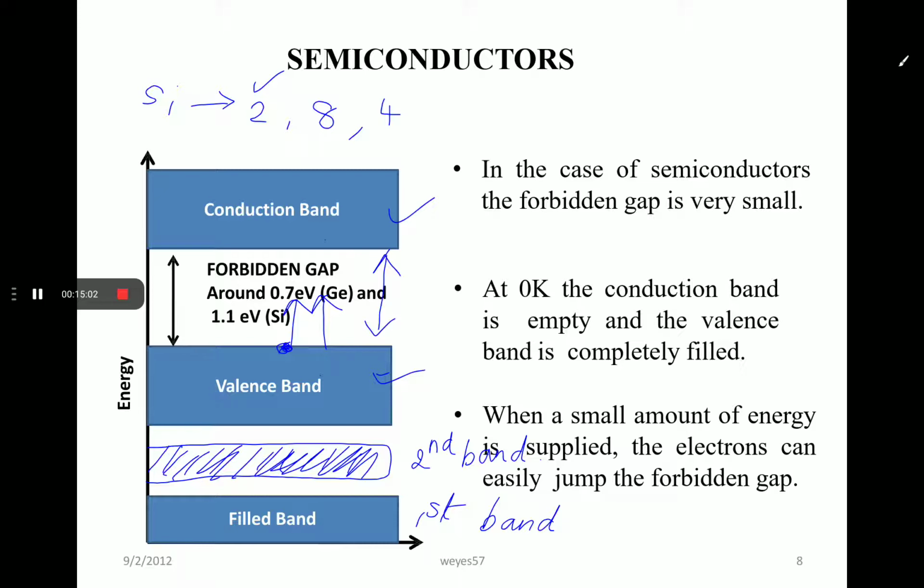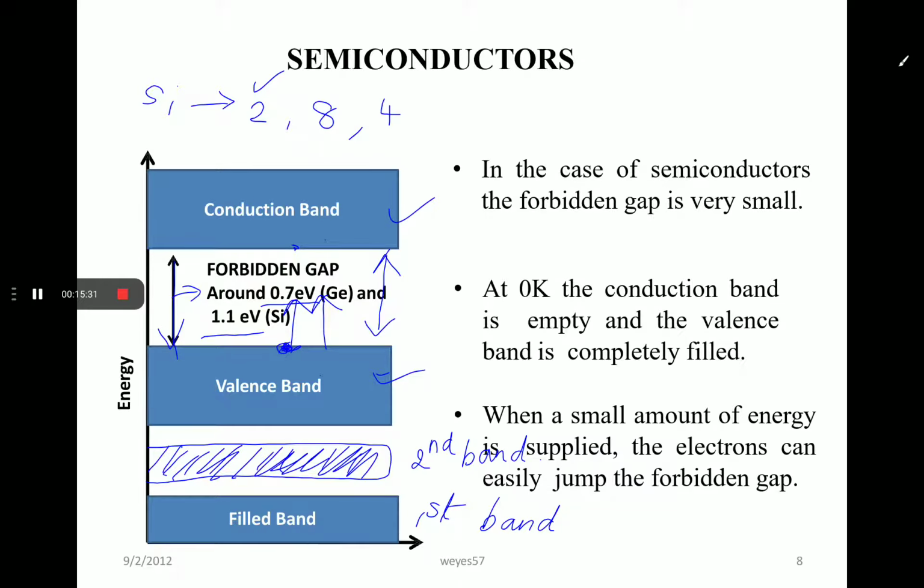So this energy must be enough to lift the electron across the energy gap into the conduction band. That gap is different for different atoms. So the energy supplied should be more than the energy gap Eg. This gap is called the forbidden energy gap, and for silicon it is 1.1 electron volt, and for germanium it is 0.7 electron volt.